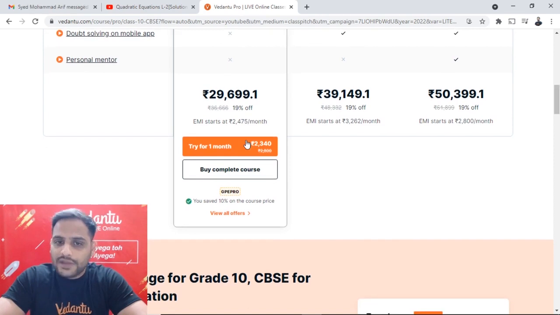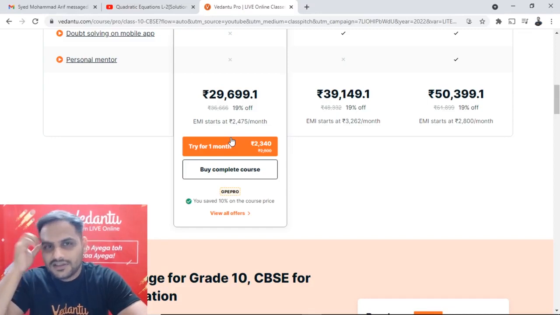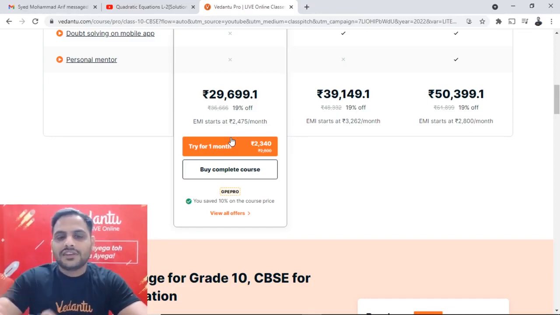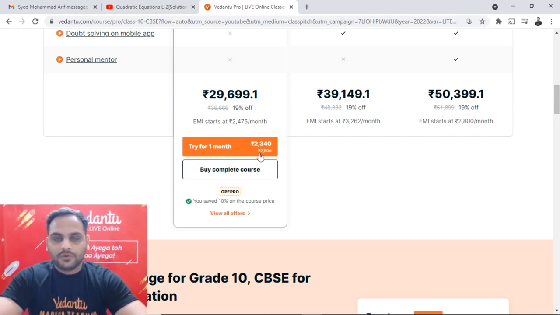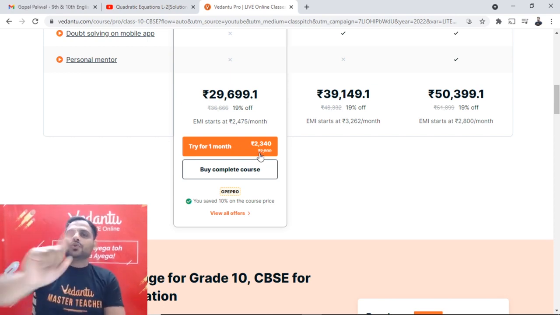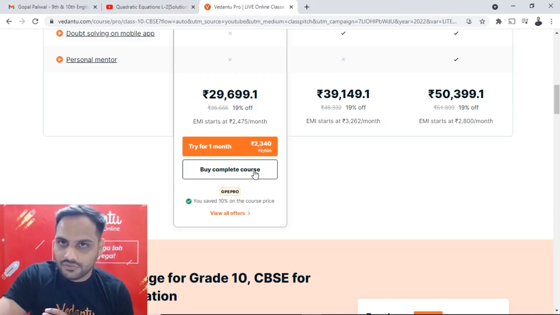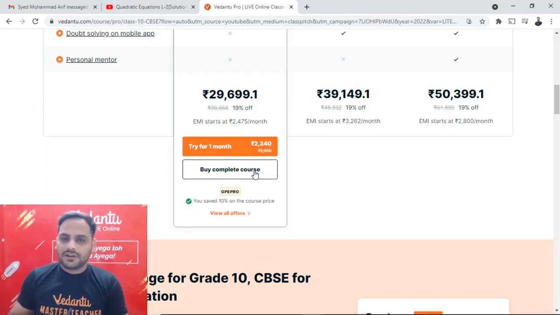Suppose you are going for Pro Lite. Even after all these features, you still may be skeptical and thinking, sir, I have never tried online, can I try it once just to see? Yes, you can try it. Just click on try for 1 month and you can try it for the price of rupees 2,340. But remember, guys, you can try it only for 1 month. After that, you have to go for buy complete course. And I'm pretty sure that once you try, you'll be very happy and you'll go for the complete course.